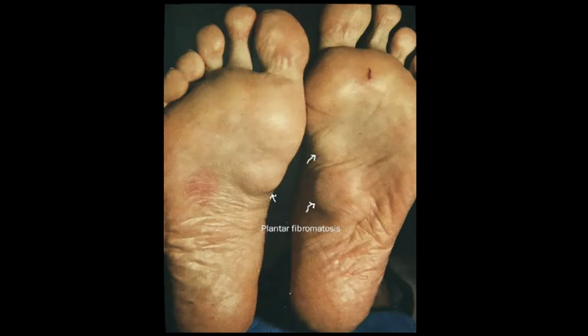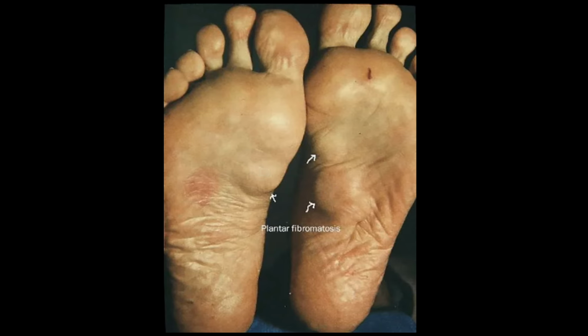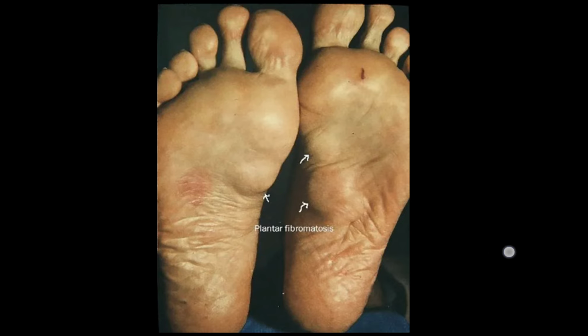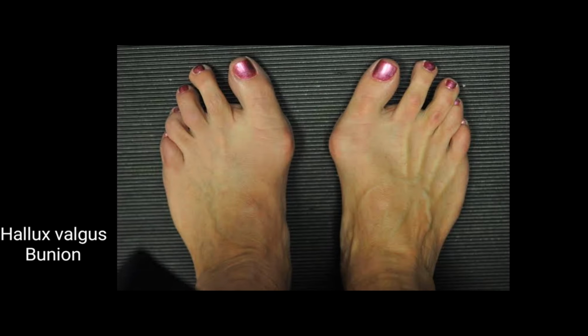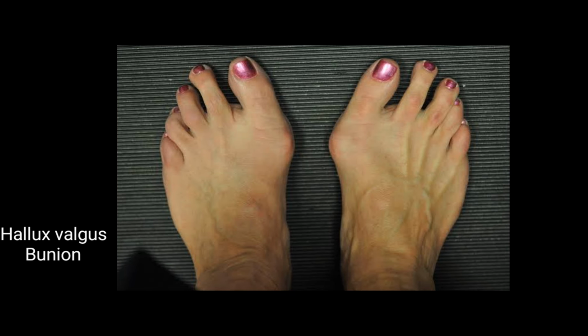This is image of plantar fibromatosis. See here, fibromas are there in the plantar region. It is plantar fibromatosis. Then this is the image of hallux valgus. Hallux valgus, also known as bunion. Here the big toe is bent toward the side of the other toes and the first metatarsal, this region is more prominent.